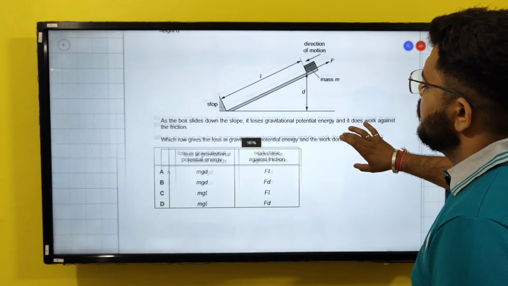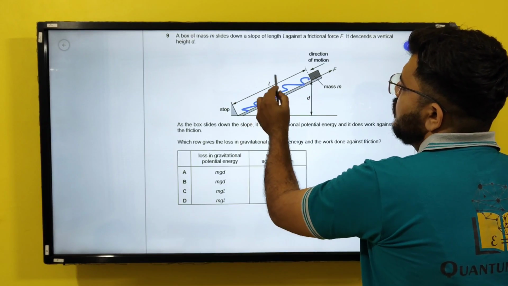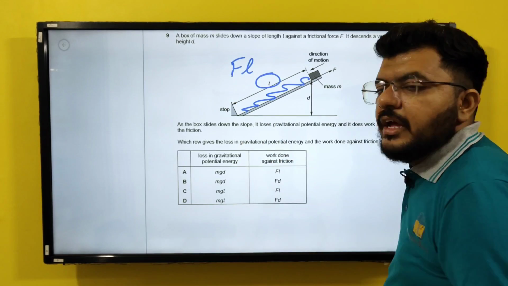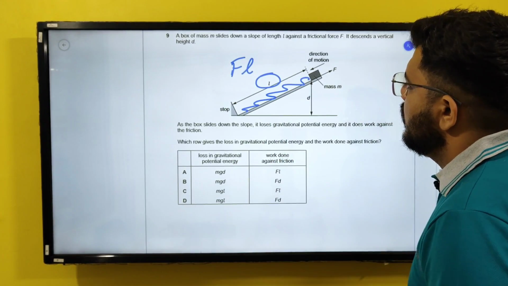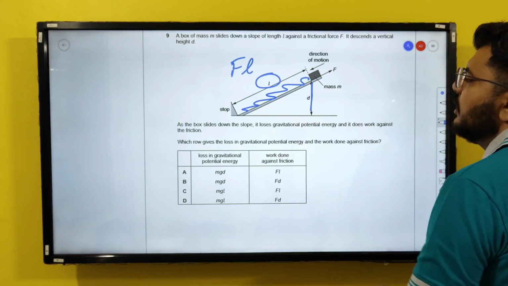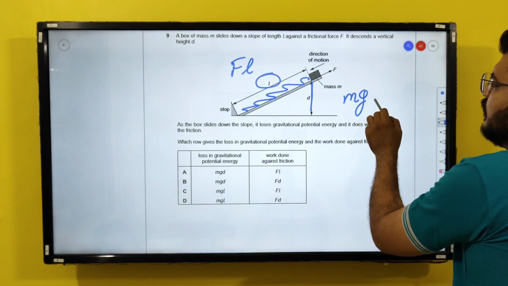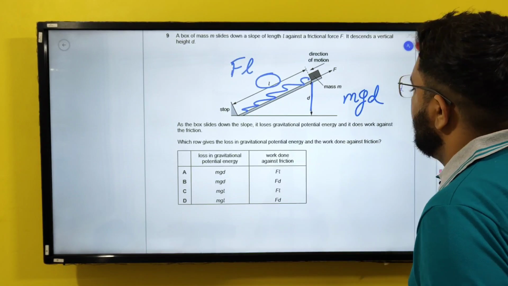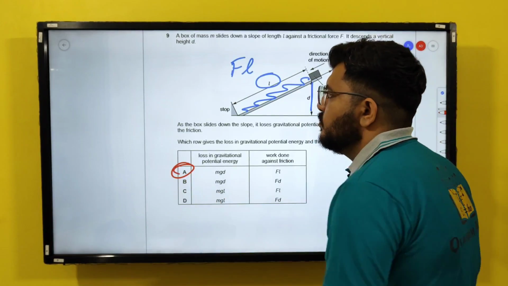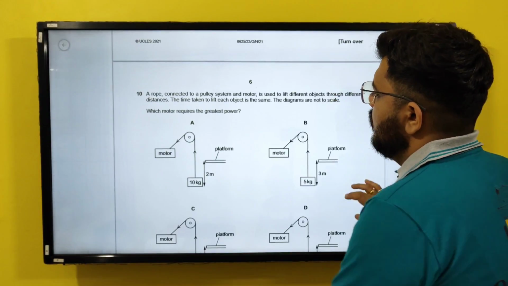Now see, work done against friction depends on what path it took, right? So this is the path it took, it is length L. Work done is force into the displacement, right? So F into L should be your work done against the friction. And what is the loss in gravitational potential energy? It is the vertical height from the floor, right? So it must be mgD. Let's find an option that agrees with our answer. It's option A. Let's go to the next question.